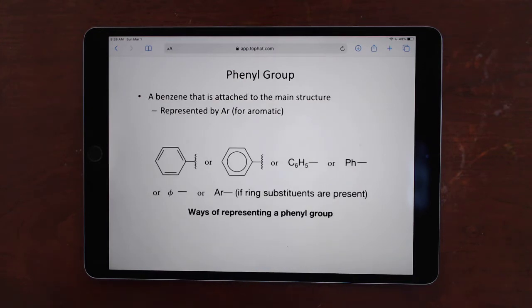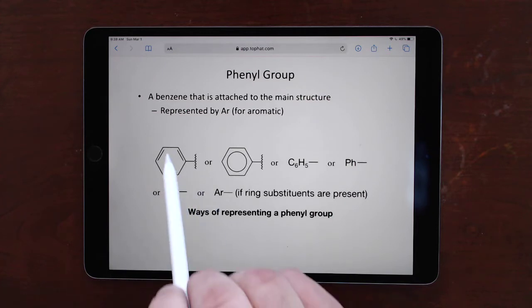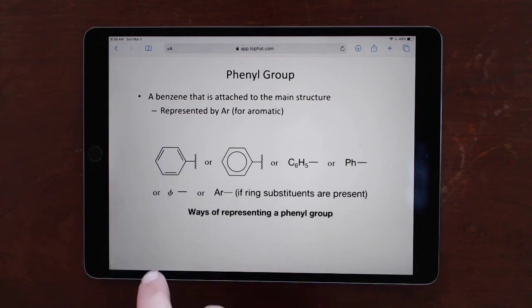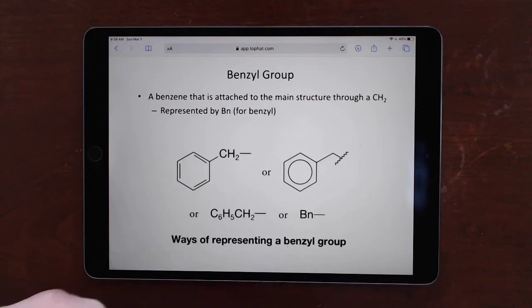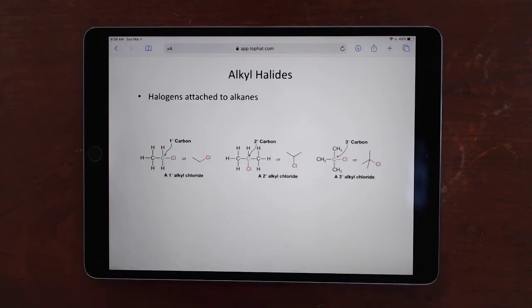So you can actually have these things coming off of here, and we'll talk about phenyl groups and benzyl groups in a minute, when we go back to the, I should move these, later on.